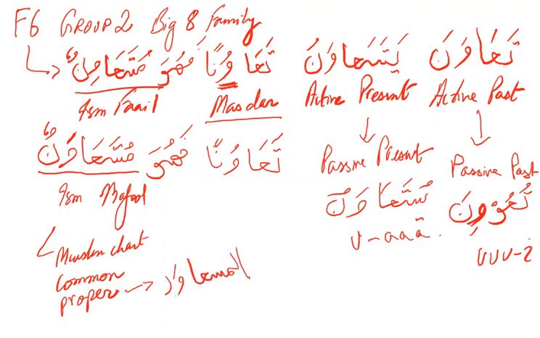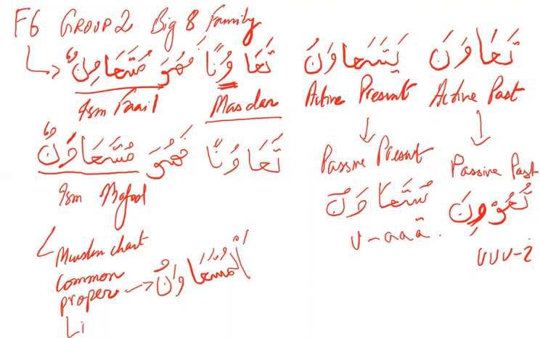Al-muta'awanu will be the word. Okay. Al-muta'awanu, al-muta'awana, al-muta'awani, al-muta'awanani, al-muta'awanaini, al-muta'awanuna, al-muta'awanina. المتعاونة، المتعاونتان، المتعاونتين، المتعاونات.